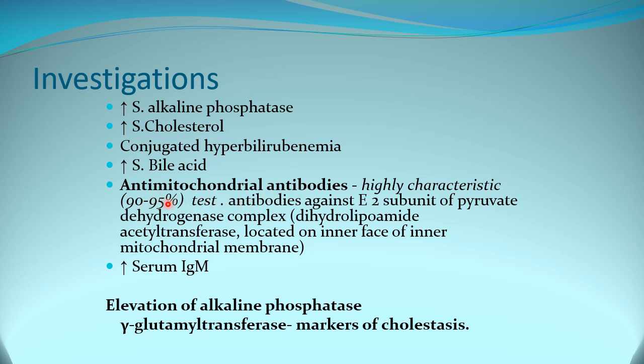It is specific for primary biliary cirrhosis. It is highly characteristic of primary biliary cirrhosis, positive in 90 to 95% of cases. And this is the antibody against the E2 subunit of the pyruvate dehydrogenase complex, dihydrolipoamide acetyltransferase, located on the inner surface of the mitochondrial membrane. And along with this, there is an increase in serum immunoglobulin M.